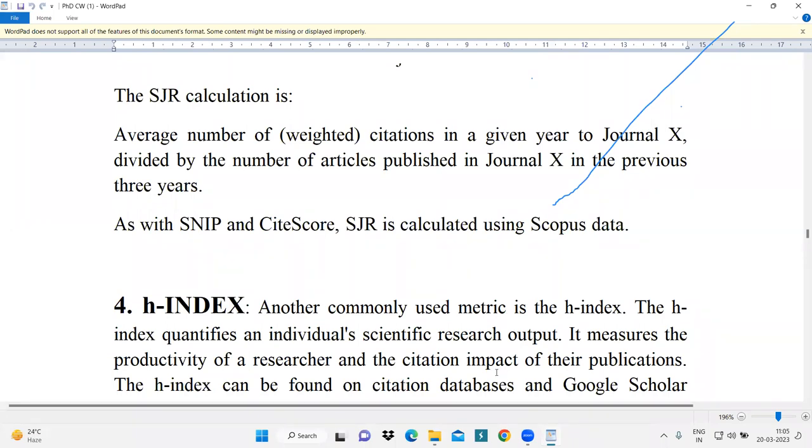Suppose there is an author who is producing more and more articles throughout the year. Consistency is there, more production is there, more articles are there. And when the citations are high, equal to their production, the number of articles published and the number of citations are equal, that is forming the H index.